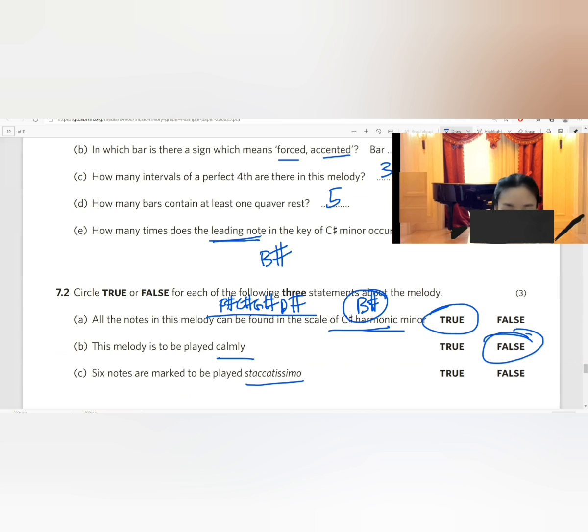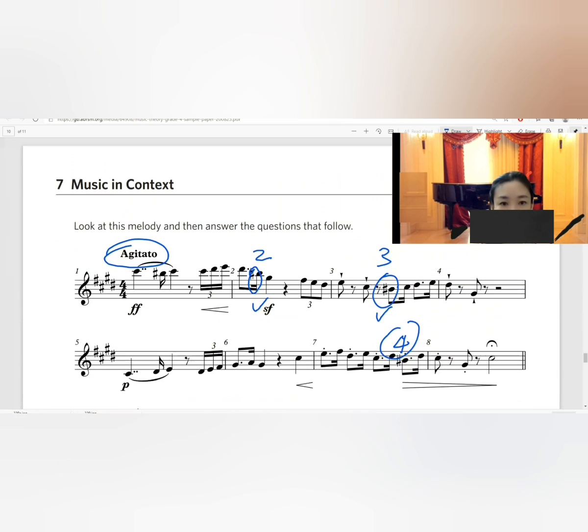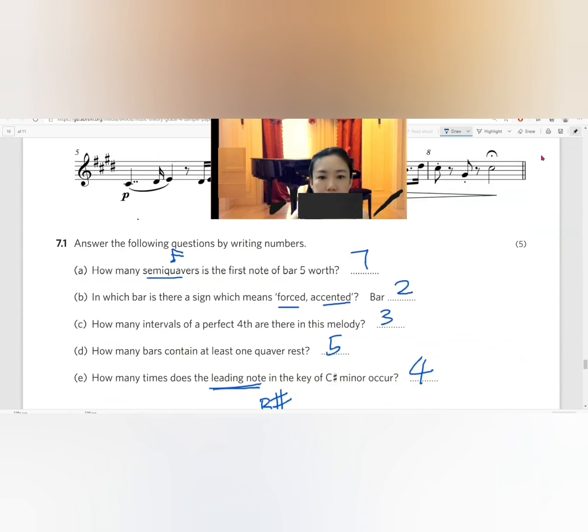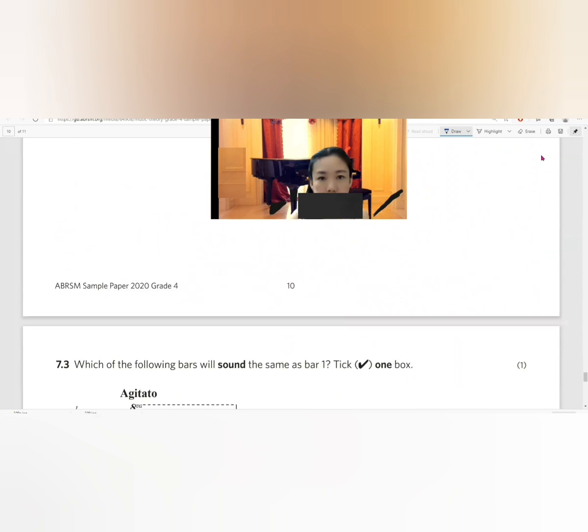6 notes are marked to play staccatissimo. Staccatissimo means this sign, this little triangle above or below the notes. So they say there are 6 notes. Let's count how many notes there are. I have found 1, 2, 3, 4. Only 4 of them. So this statement is false. Okay, let's move on to the next question.